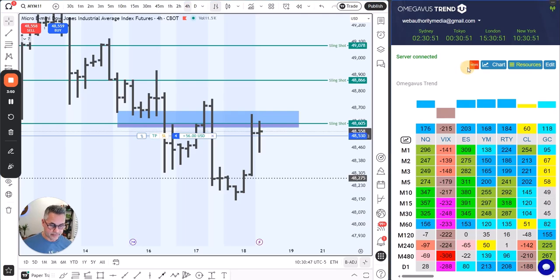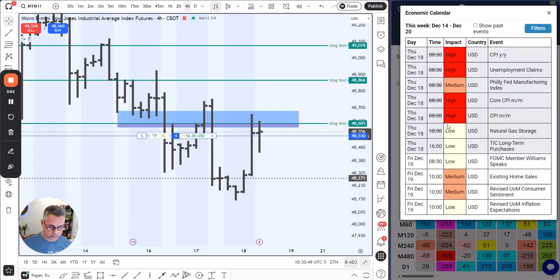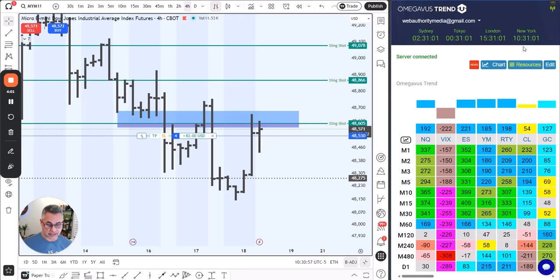And lastly, if I go into the reports here, there are no other reports other than the long-term purchases today at 4 o'clock. But the high impact report already happened and it's 10:30. So the market already reacted on those news and is pretty much continuing in a swift mode.